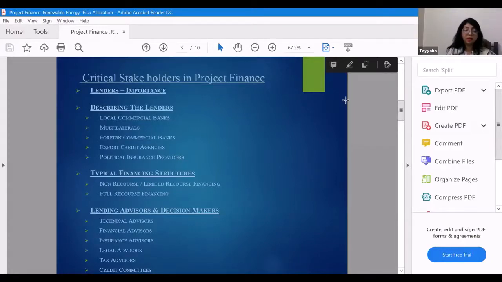Credit committees is a completely out-of-the-group term here. Credit committees essentially are the people within the bank who approve the funding for the project. So in that sense, they are a stakeholder. A credit committee comprises individuals within a bank who are in charge of giving approval for a particular project, whether or not they're comfortable in allowing credit to that particular project.